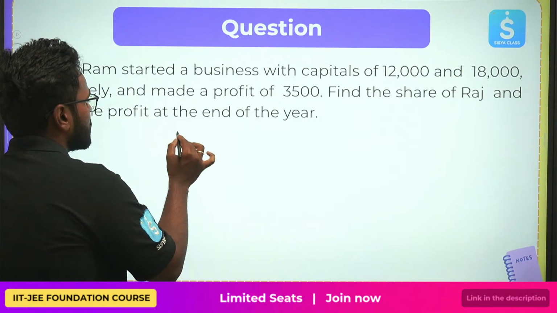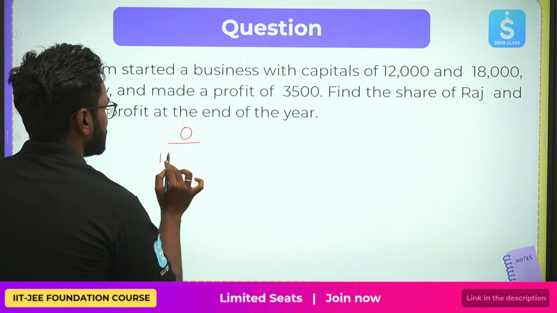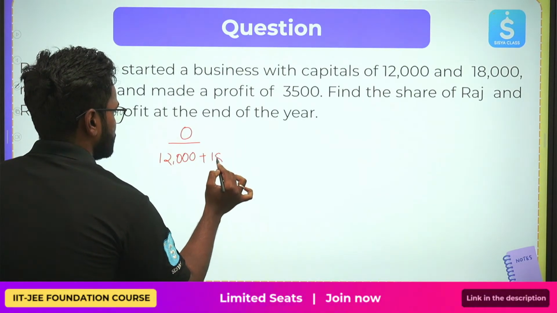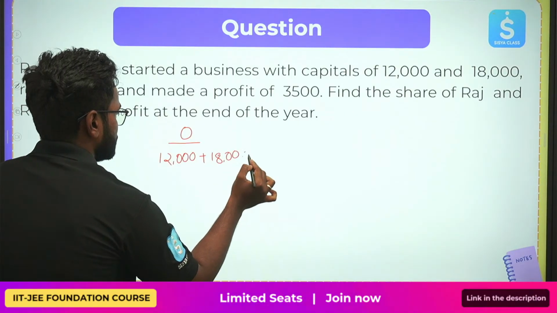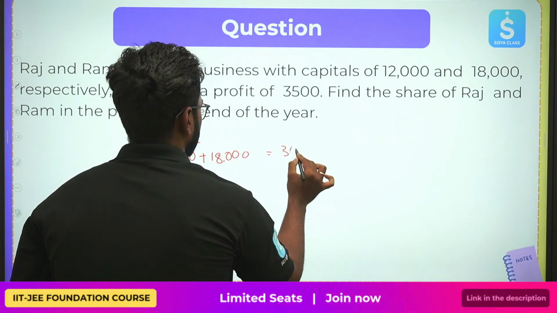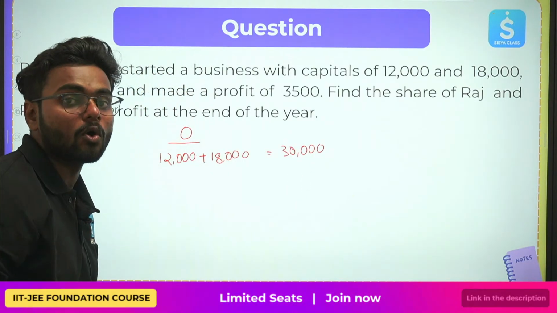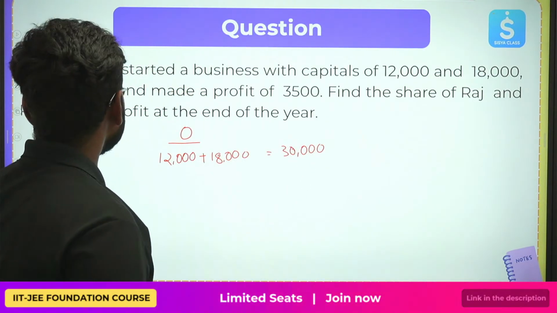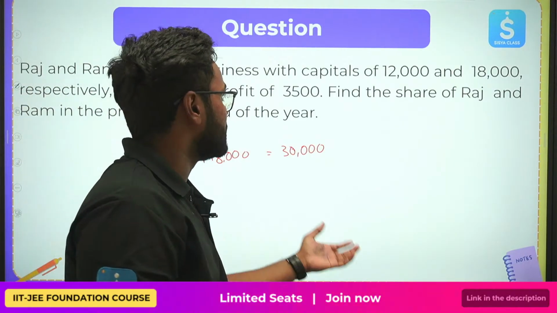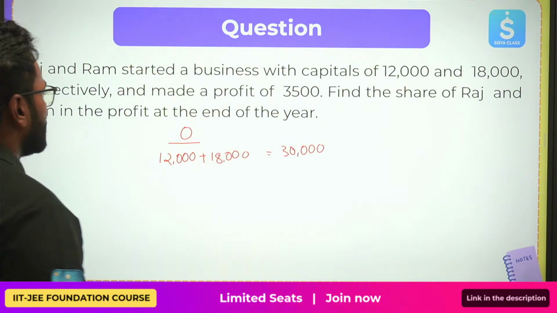Okay, they have started an organization, right? The total investment would be 30,000. And see, this is a general or normal partnership. This is not a compound partnership. There is no mention of any compounding time period, anything of that sort. So this is a normal partnership.